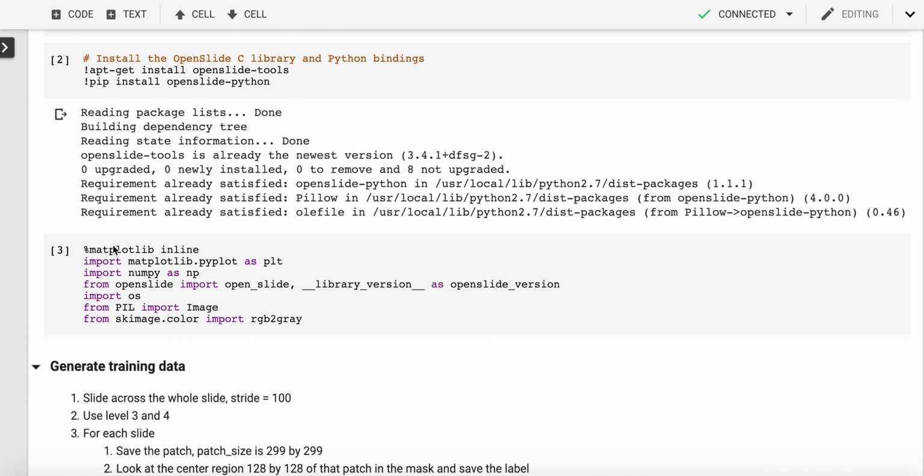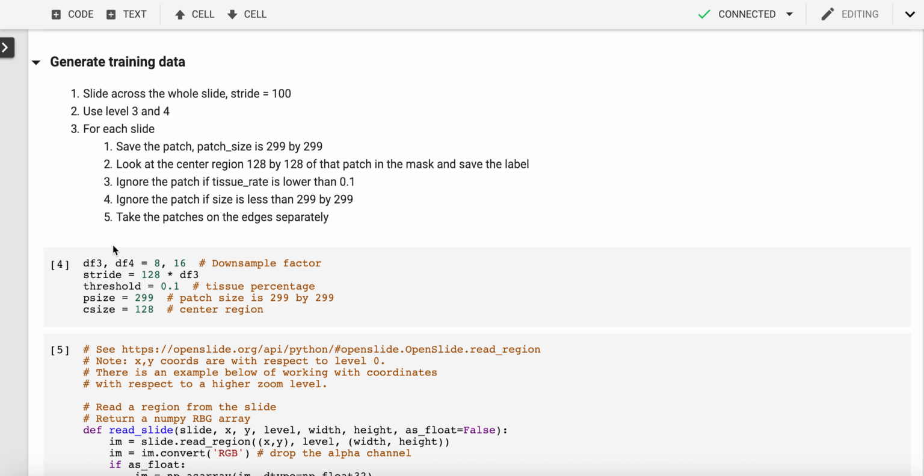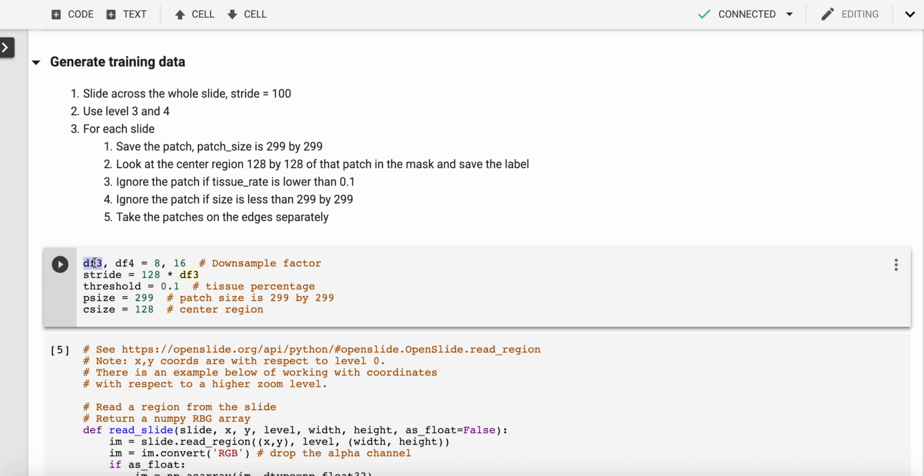That's just to install all the packages. The first thing we do is generate the training data. Here we use level 3 and level 4, and this is the downsample factor of levels 3 and 4, which is 8 and 16.